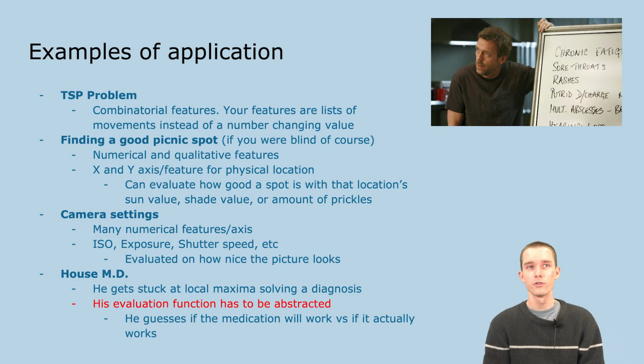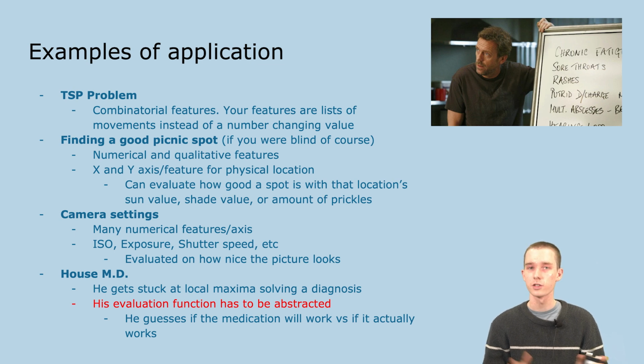So some examples of applying this algorithm are, as said, the traveling salesman problem, where instead of using numerical features, you use combinatorial features, like one axis would be a series of steps and the other would be a series of steps in a different way. And you could use it to find a good picnic spot.